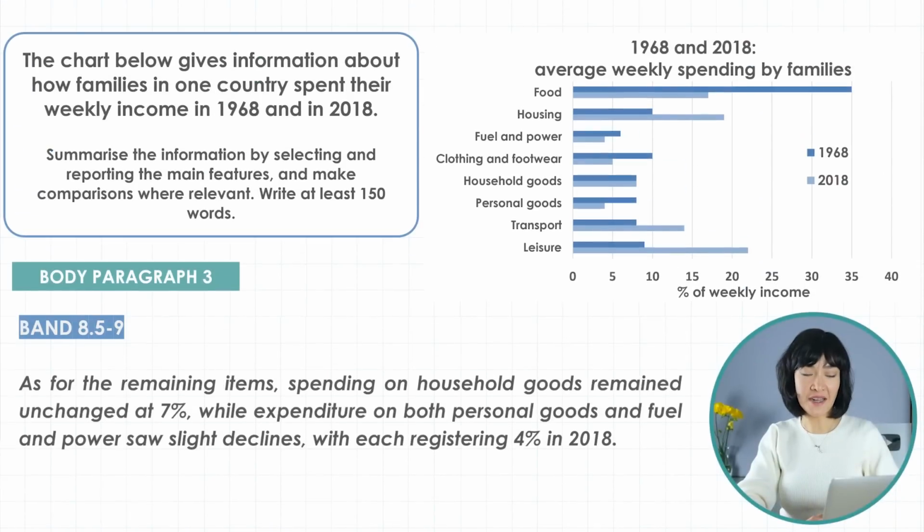As for the remaining items, spending on household goods remained unchanged at 7%, while expenditure on both personal goods and fuel and power saw slight declines, with each registering 4% in 2018. Just one complex sentence. The smaller the spending, the less attention we pay to it.